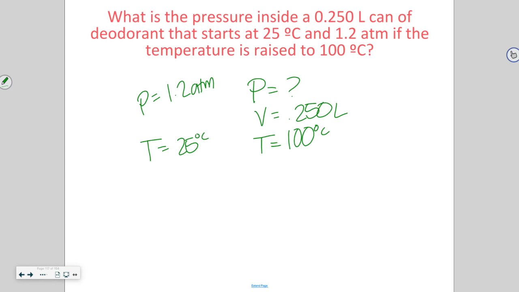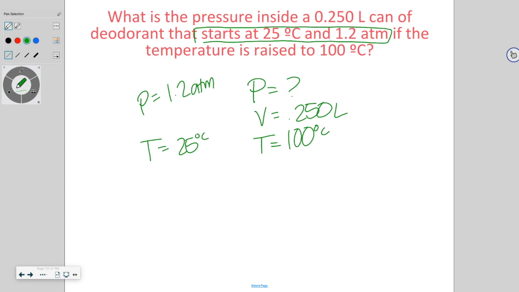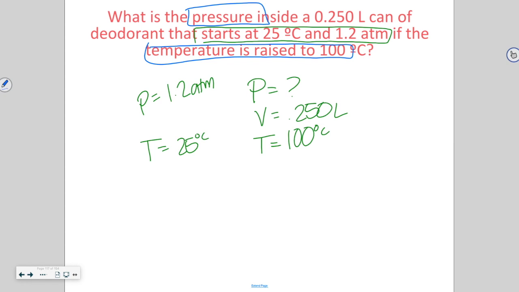So this is one of those where you have to read through the problem and see what's happening. All right, so it starts at 25 degrees and 1 ATM, and I want to know the pressure once the temperature is raised to 100 degrees Celsius. Now notice it tells us about volume. Well, let's think about that. It doesn't give us a second volume, so I can't solve for both volume and pressure. So that means volume has to be given to me.